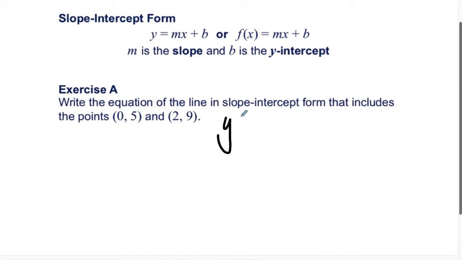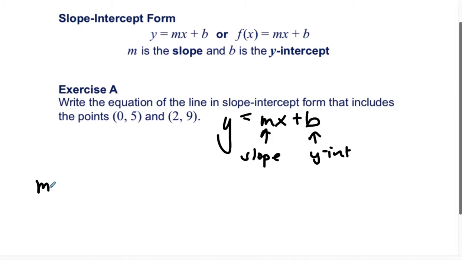So if we want it in y equals mx plus b, first and foremost, we have to find out what the slope is, and we have to find out what the y-intercept is. That's why it's called slope-intercept form, because these are the two values that you need. You need the slope and you need the y-intercept.